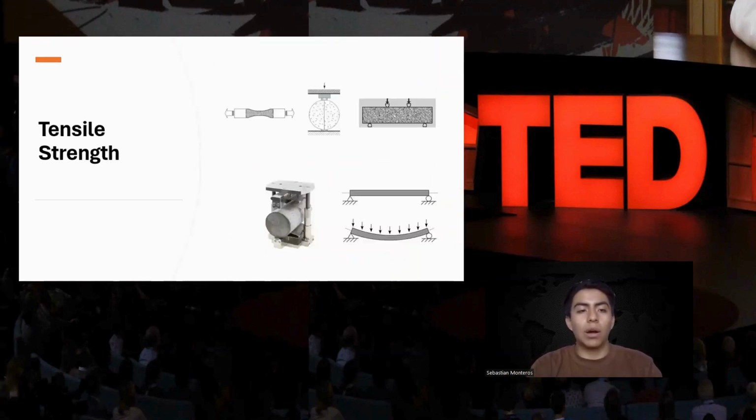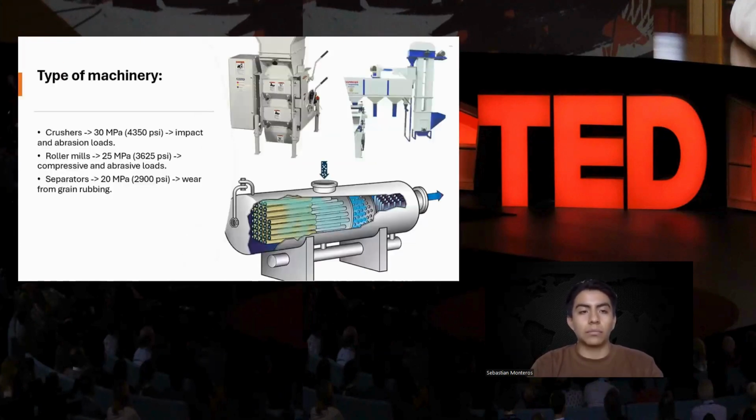Also, we have to talk about tensile strength. In that field, concrete is not really good, because concrete always has to be reinforced with steel. To determine which kind of concrete we have to use for our factory, first we have to analyze the type of machinery that's going to be in our factory.